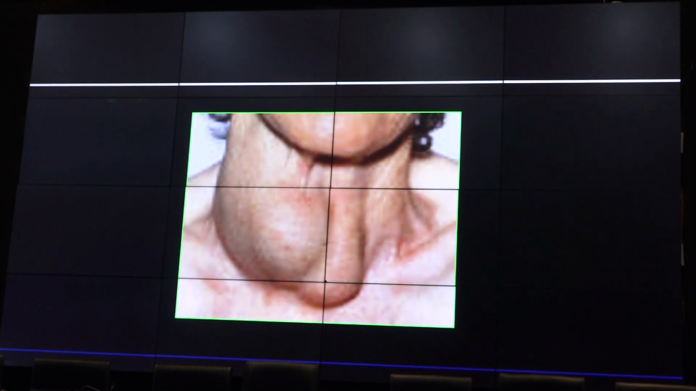Try to connect all the lectures from morning. It's not testes, please. It's a female patient. This is neck. This is a multinodular goiter. This is not puberty. This is thyroid. This is multinodular goiter. I said that TFTs were normal.